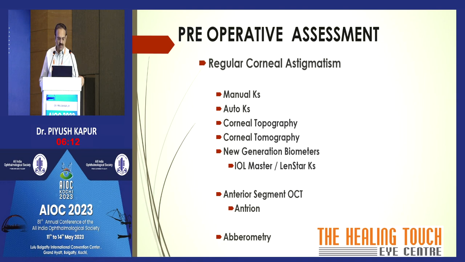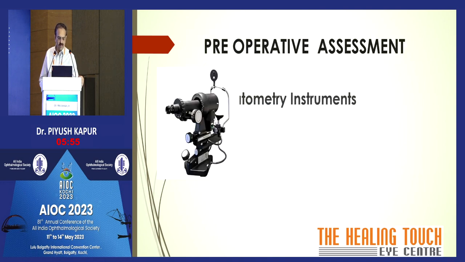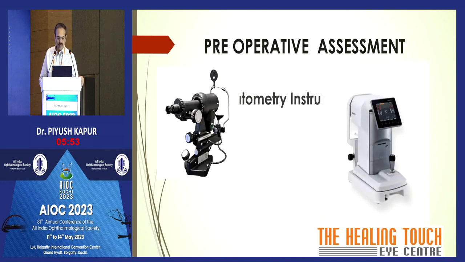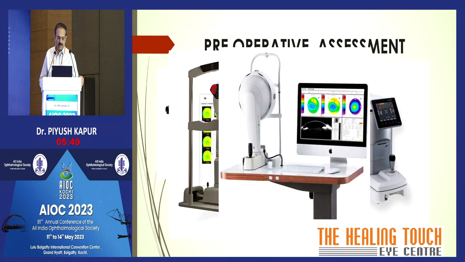Mostly, my talk would be restricted to treating regular astigmatism because it has the most predictable results, and we still cannot very well manage irregular astigmatism. So in this, we have a whole plethora of instruments available, like keratometry, the autokeratometers, the placido disc based devices, and the Pentacam.